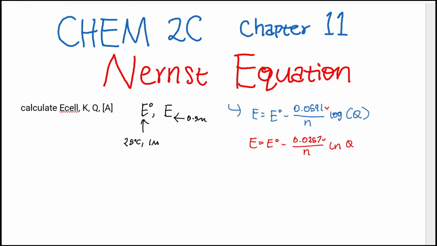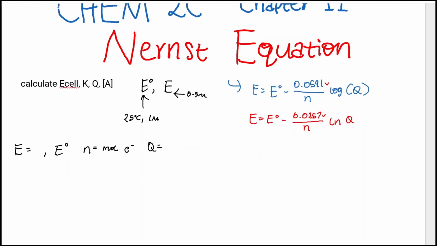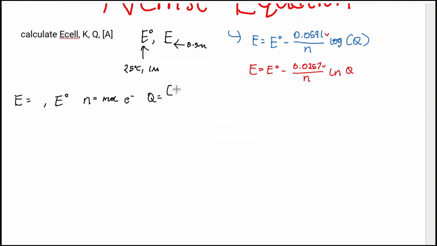For this equation, E obviously means the cell potential not at standard conditions. E naught is the cell potential at standard conditions. This is just a number. n equals the moles of electrons transferred, and Q is equal to the reaction quotient, which, if you don't remember, is just the concentration of the products over the concentration of the reactants.